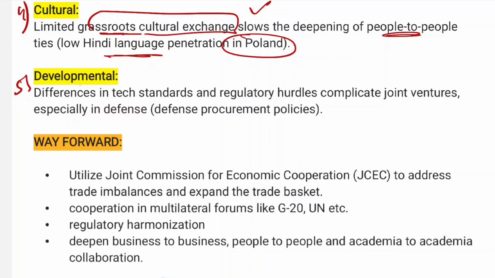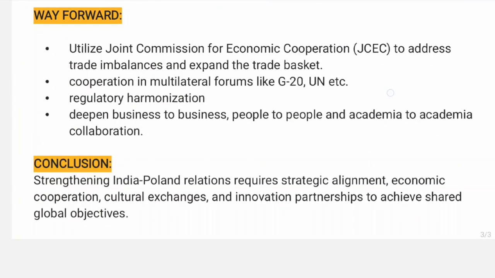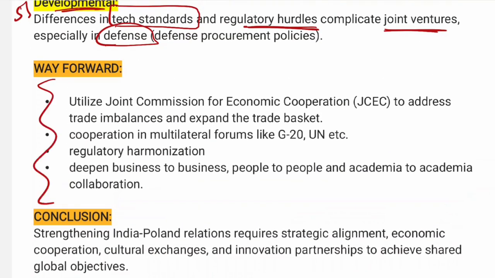Point number 5, that is the developmental challenges. In the dimension of development, there are differences, especially in technology standards and IPR policies, so that can create regulatory hurdles and make it complicated for joint ventures, especially in the defense sector. Then what can be the potential way forward?